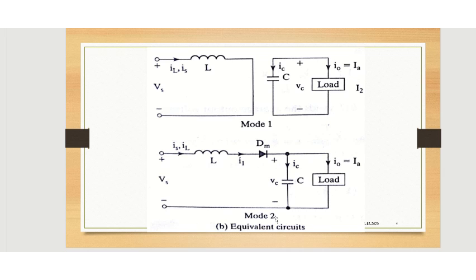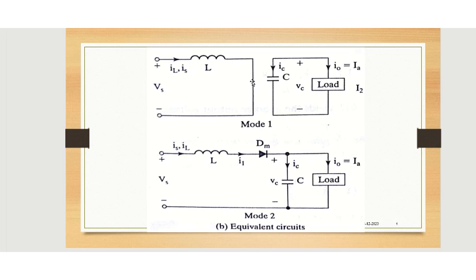So we are aware that in mode 1, when the chopper is on, or when the switching device is on, the current due to the constant DC supply, that is the current IS, will be flowing through the inductor, wherein the current via the inductor will be slowly, linearly rising, right?